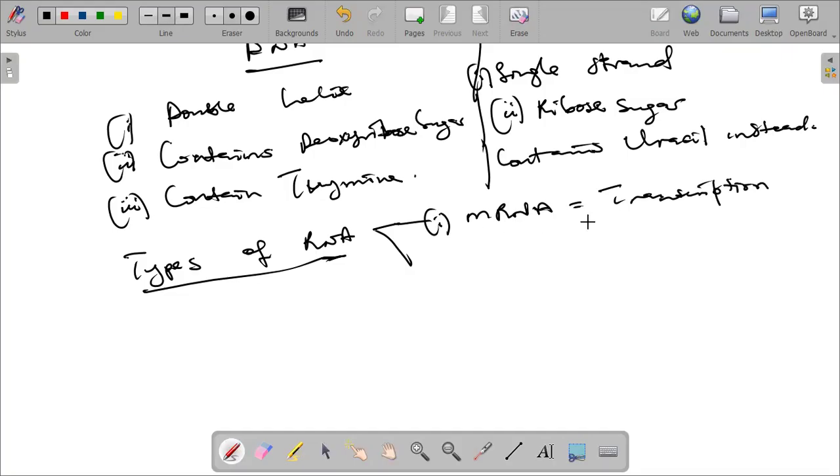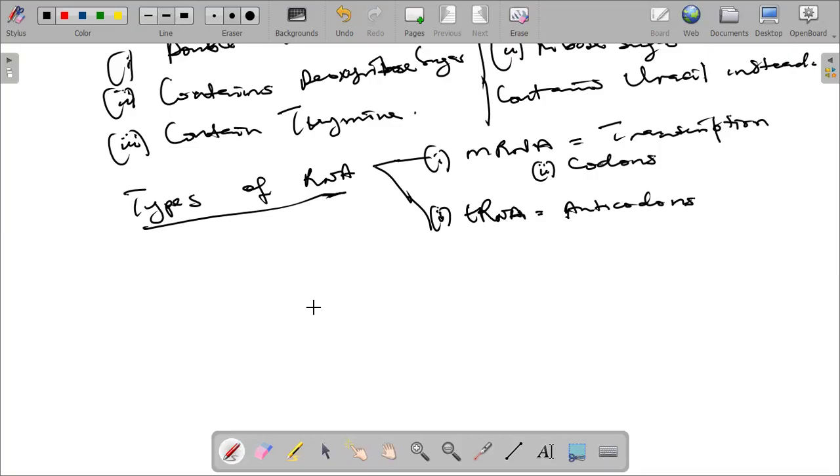You must understand that the mRNA contains the nitrogen bases which are called codons, 3 nitrogen bases found there. And then another type, tRNA, which brings the complementary bases, which are called the anticodons. In terms of that, you should also give the functions of these RNA molecules that we are talking about.